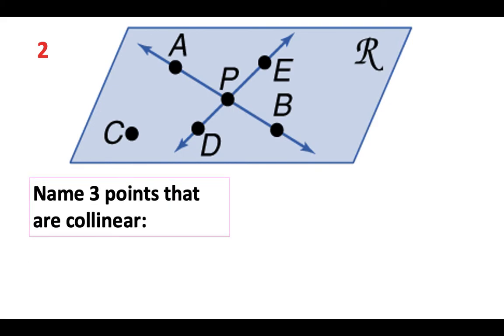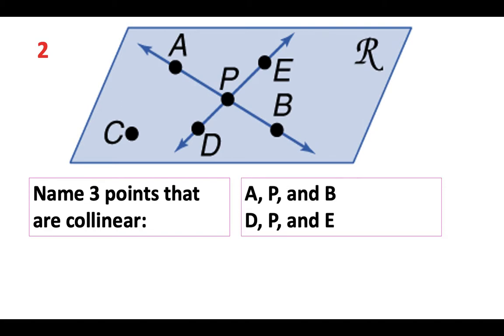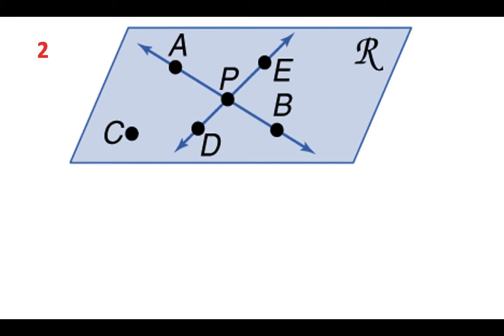All right, let's take a look at this example. 3 points that are collinear. Go ahead, pause it, take a look. All right, time's up. A, P, and B are all collinear, and D, P, and E are all collinear. Now, the order isn't important here. You could say EDP, and that'd be fine, or BPA, so long as it doesn't include this C, because those are not collinear, right?